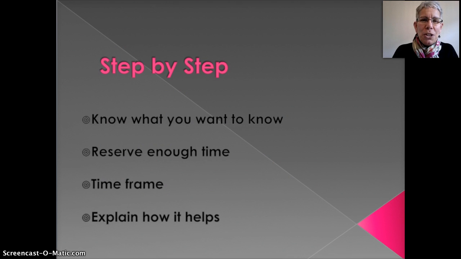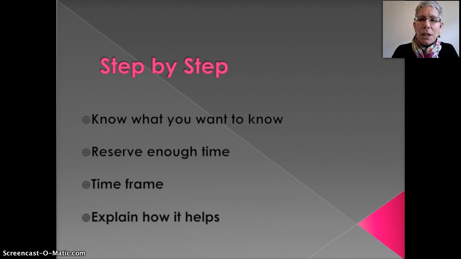The step-by-step procedure is as follows. Firstly, you need to know what it is exactly you want to know. What kind of feedback would you like? Do you want it to be on a class? Do you want it to be on the entire course, a presentation, a lecture, a reading assignment? That's what you need to establish first.